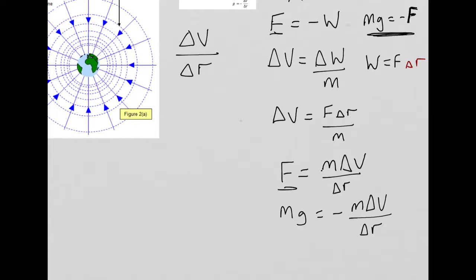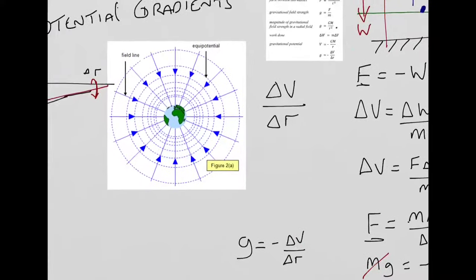The keen-eyed of you would have spotted a simple cancellation, and we now find ourselves with this new equation, which is that G is equal to minus delta V over delta R. So what that tells us is that gravitational field strength is the negative of potential gradient.